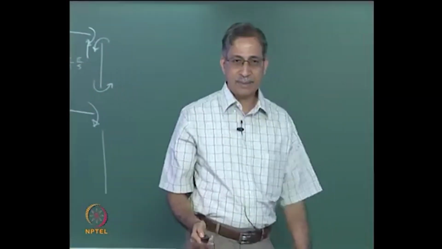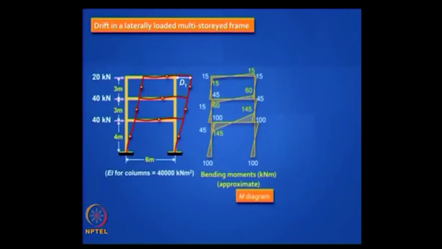Now let us see how to calculate the drift. We have got the bending moment diagram. Can you tell me what D1 is approximately, given that the EI for the columns is some number, 40,000 kilonewton meters squared? How do we proceed?